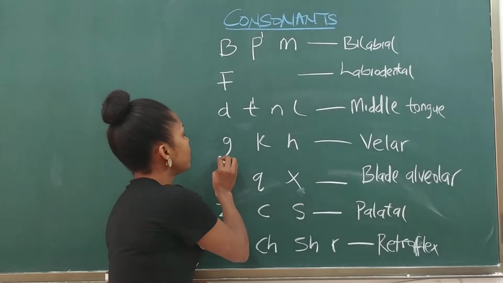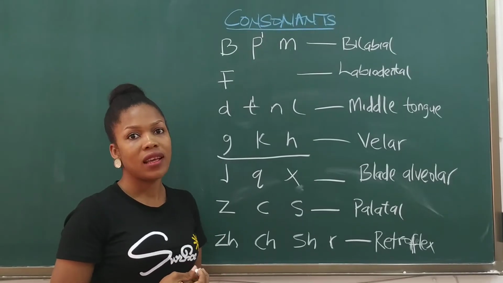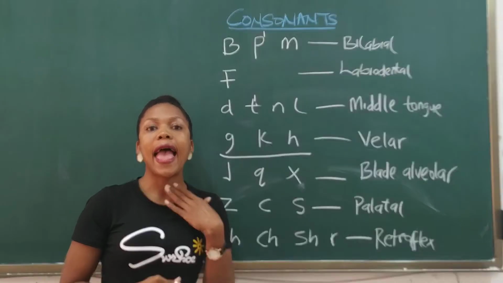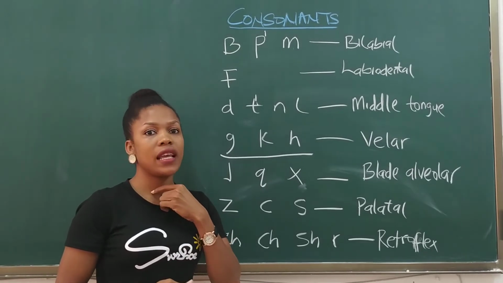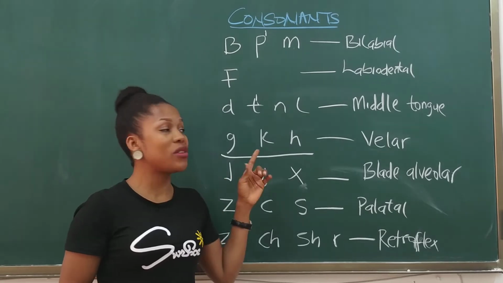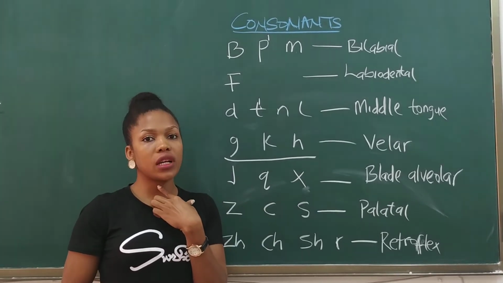So let's go to velar sounds. These three sounds are voiceless sounds, and you pronounce them with the back of your tongue and the soft palate. So it goes this way. Ga.